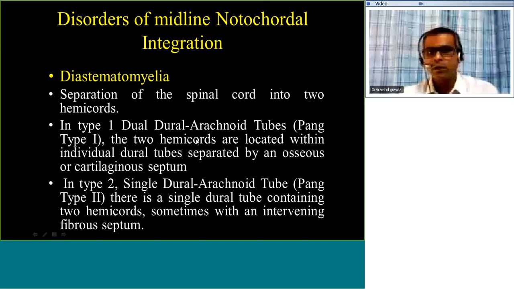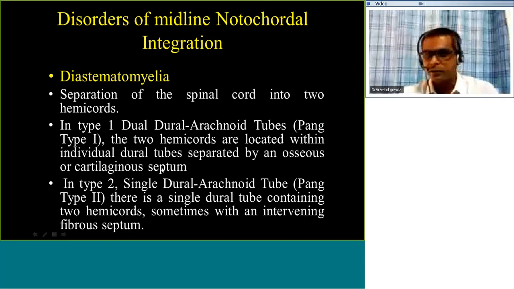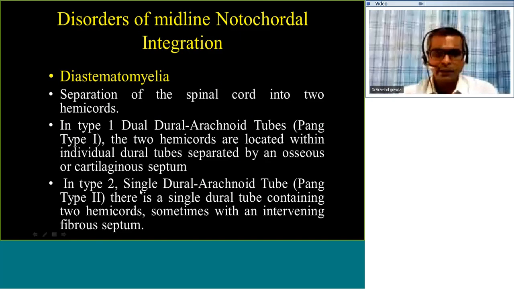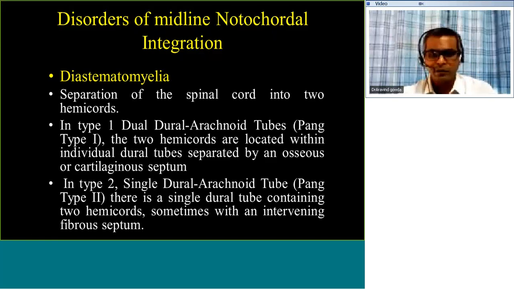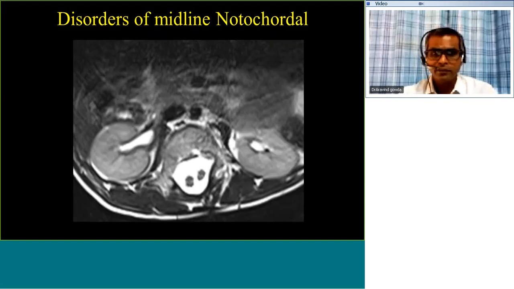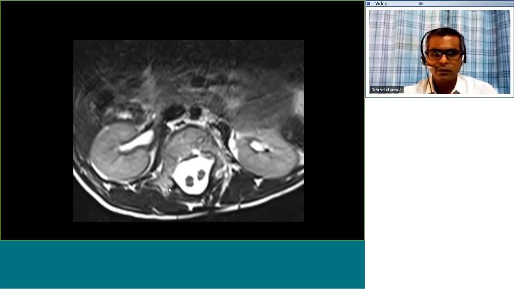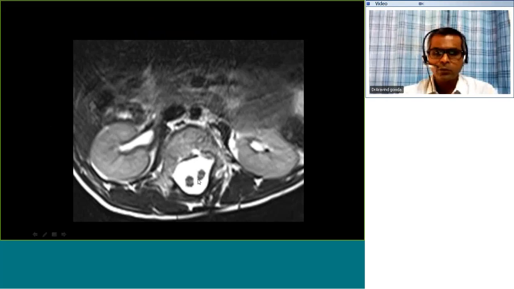In Pang type 1, the two hemichords are located within individual dural tubes separated by an osseous or cartilaginous septum. Whereas in Pang type 2, there will be a single dural tube containing two hemichords. So there will be a single subarachnoid space, only separated by a fibrous septum. Like this is the case. So this is the single dural covering, two hemichords are present, and the single CSF space.